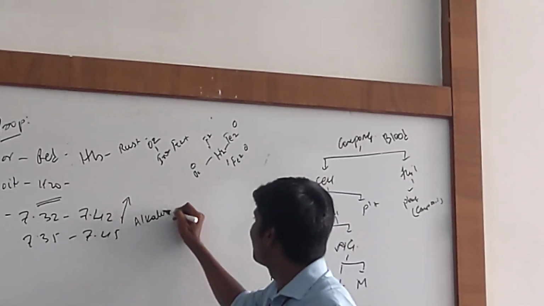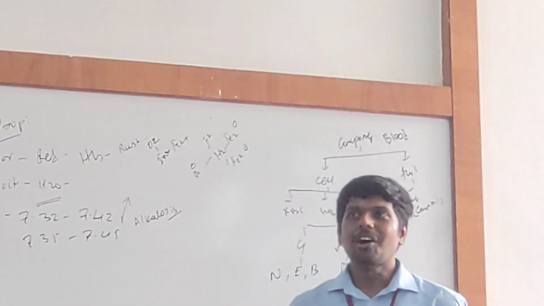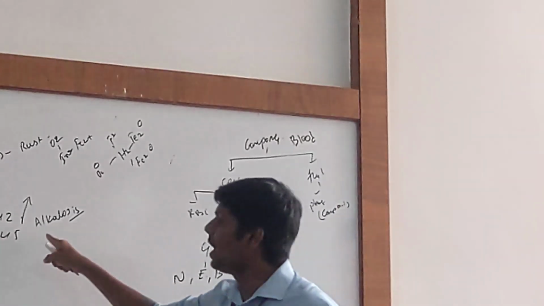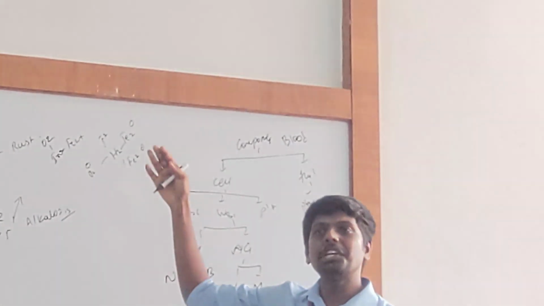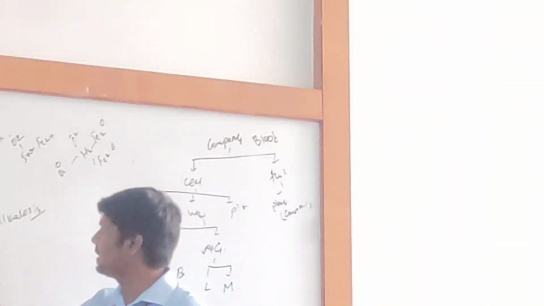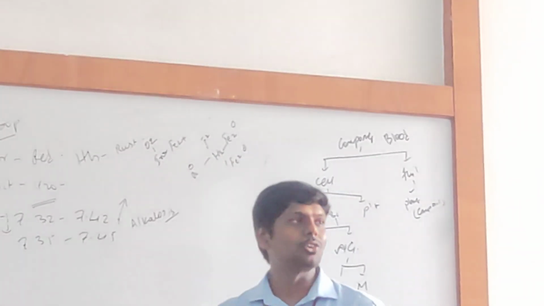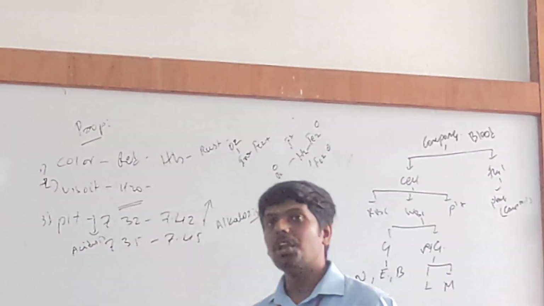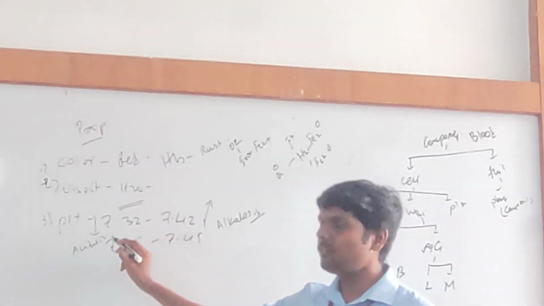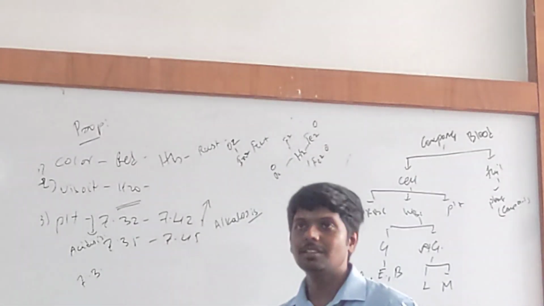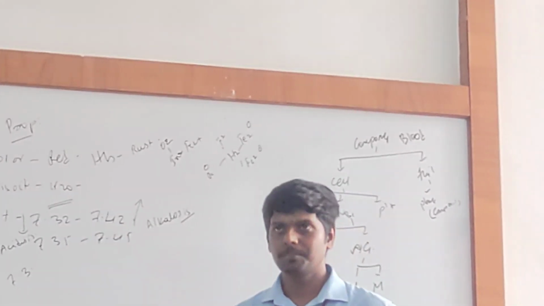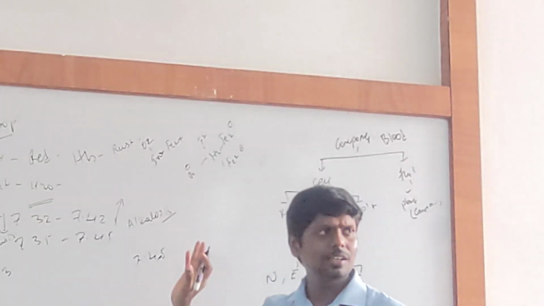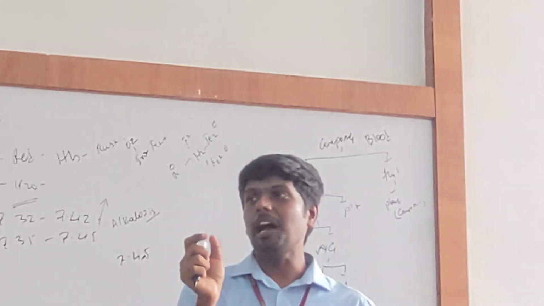Alkalosis. Okay, all blood related conditions will end with 'osis'. Okay, the pathological condition of blood. So alkalosis means increased basic nature, and less than 7.32 will be acidosis. Now I want to tell you one important thing. If blood pH is less than 7.3, the patient will immediately die. If it is greater than 7.45, that's it. They will die. So blood has a very narrow range of pH.